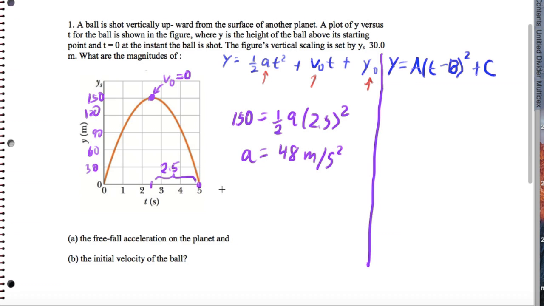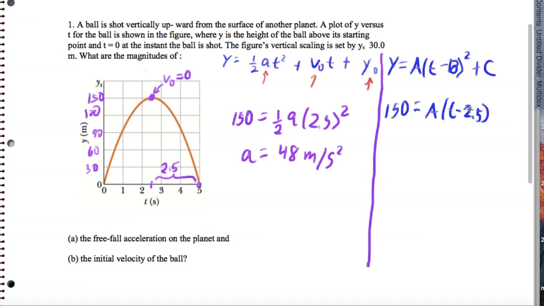At 2.5 seconds, I'm at 150. So we can figure out two of the letters right away. At 2.5 seconds, I'm at 150, so 150 equals A times (t minus 2.5).